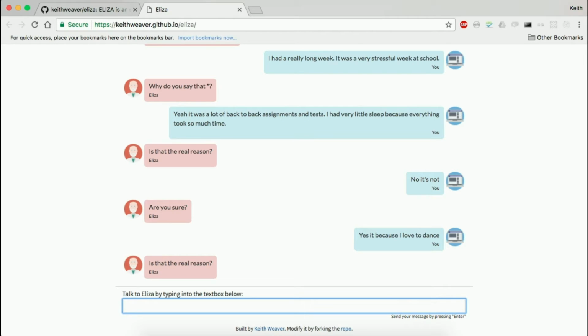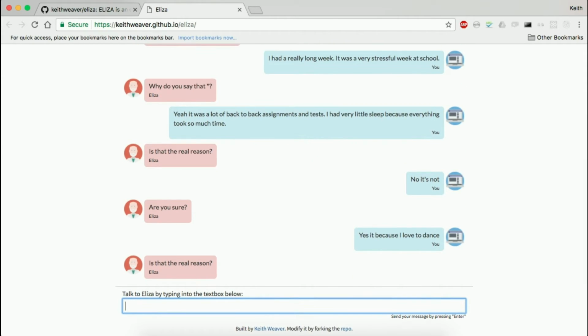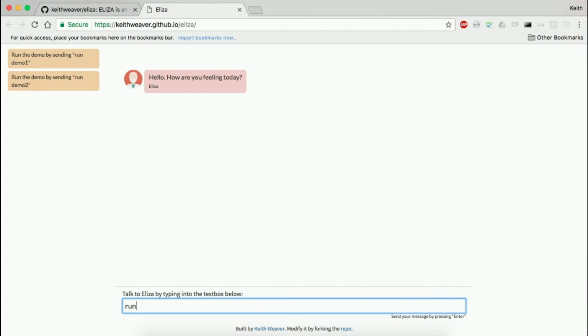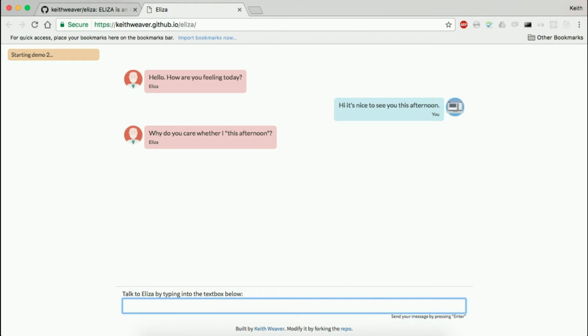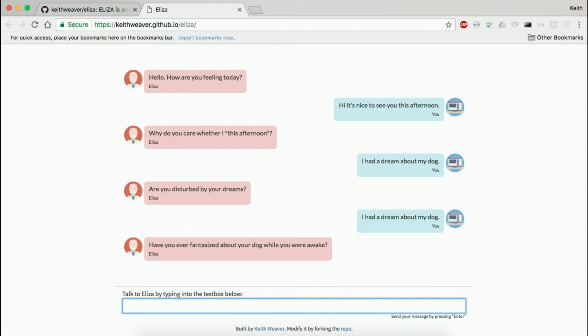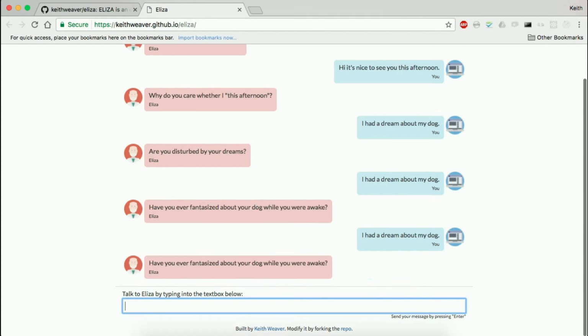Clearly, they're not directly related to it. You can say things like, if I refresh, I think it's run demo 2. I have a couple of them. Yeah, run demo 2. It provides the same, I had a dream about my dog. And here is the example I was looking for. So, I had a dream about my dog was the response.